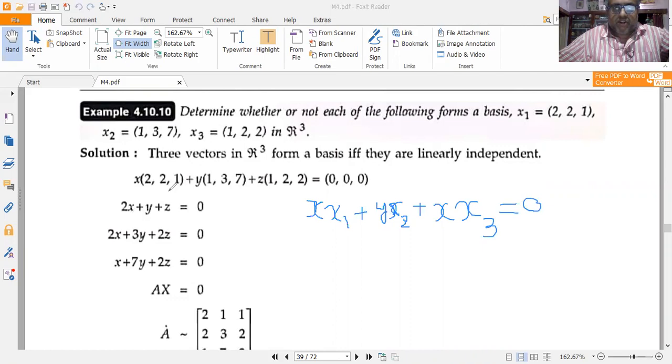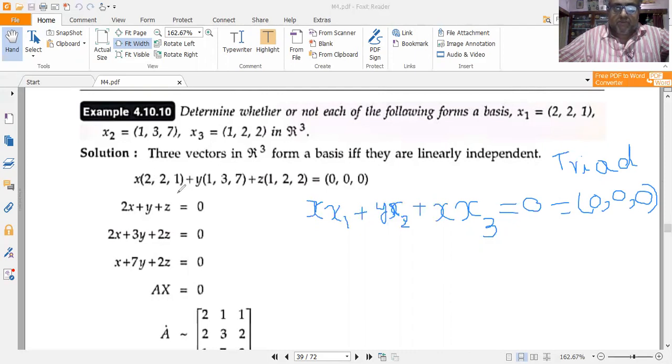Now substitute x1 is equal to (2, 2, 1), x2 is equal to (1, 3, 7), x3 is equal to (1, 2, 2) in this expression. So x1, x2 and x3 consist of 3 elements, a triad. Triad means a group of 3. Since this consists of 3 elements, the right side has 0, 0, 0. Now substituting and forming the equations for individual terms.